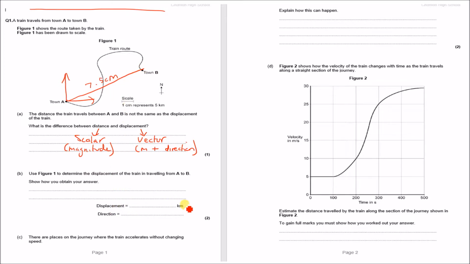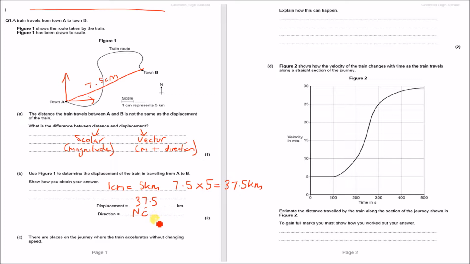Now it's asking you in kilometers, and 1 centimeter represents 5 kilometers. So if 1 centimeter equals 5 kilometers, then 7.5 multiplied by this factor of 5 is going to give us 37.5 kilometers. So the answer is 37.5 kilometers, and the direction, as we said, is northeast.